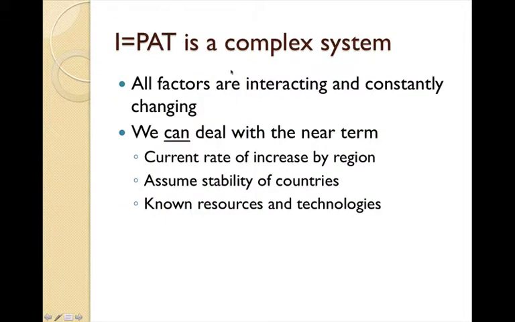So that leaves us with this I-PAT relationship being a complex system like we talked about in lecture. All factors are interacting and constantly changing. We can, however, deal with the near term. What's the current rate of change? What do we assume about the stability of the countries and regions, and what are the known resources and technology? And we can extrapolate that out over a few years to a decade maybe, and be very comfortable about that.